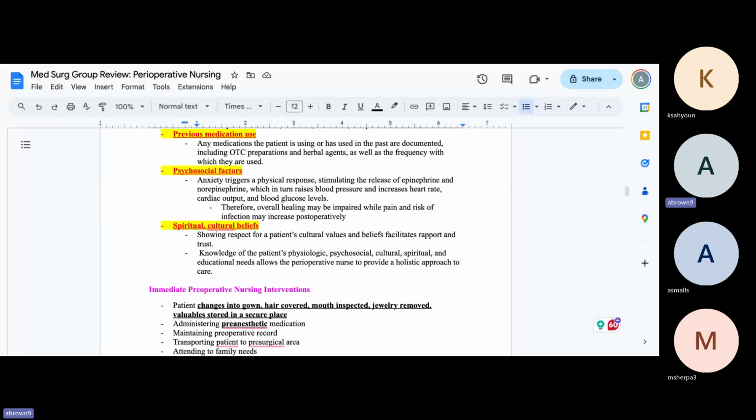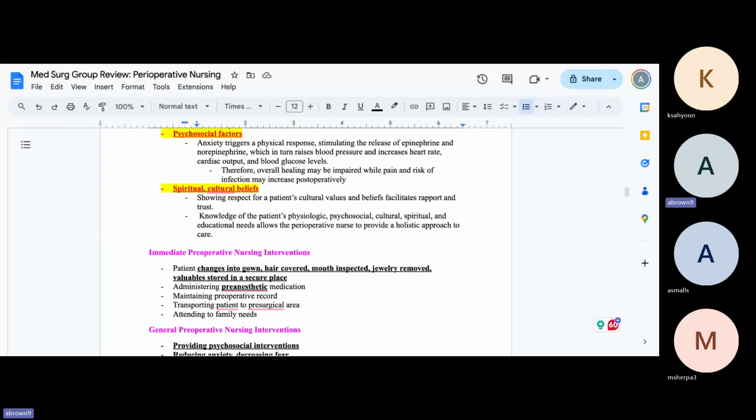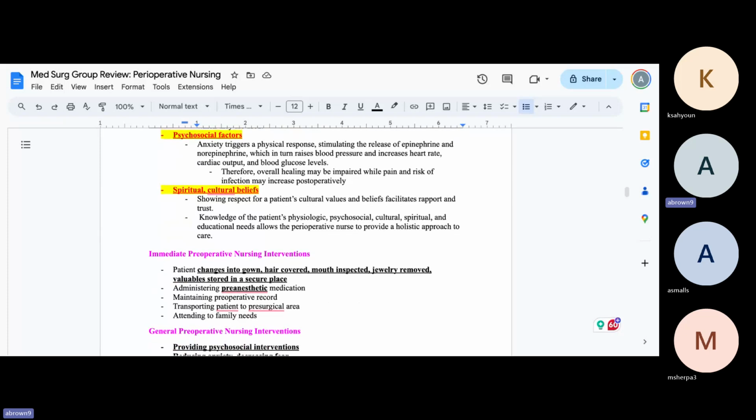You also want to assess their psychosocial factors. Are they a highly anxious person? Because anxiety can trigger a physical response. It releases epinephrine and norepinephrine, which raises blood pressure, increases heart rate, cardiac output, and blood glucose levels. Therefore, overall healing may be impaired, while pain and risk of infection may increase post-operatively.